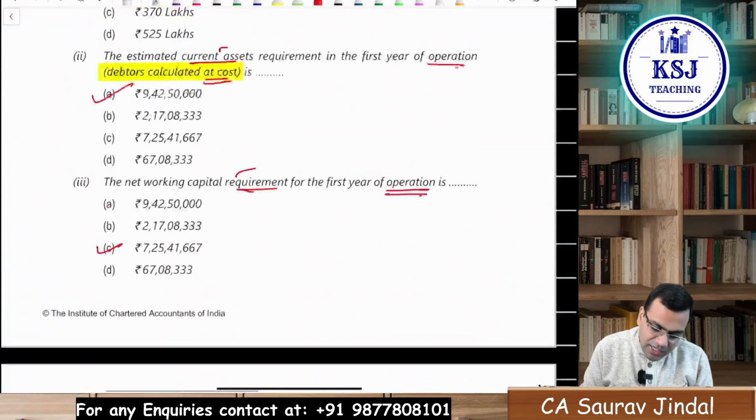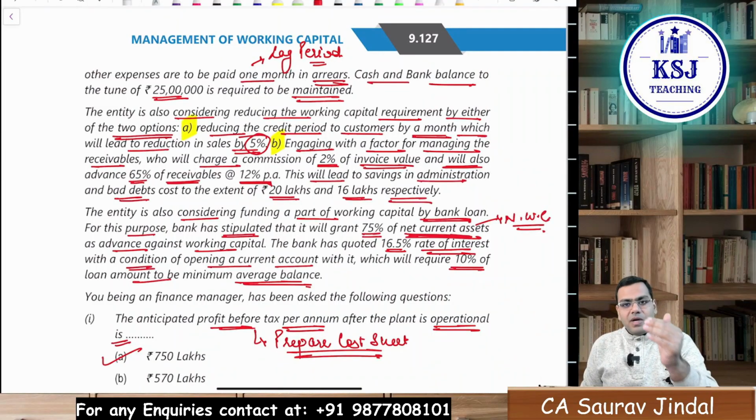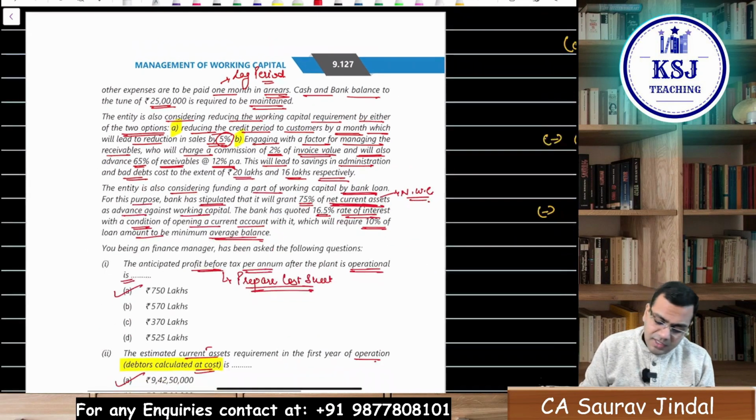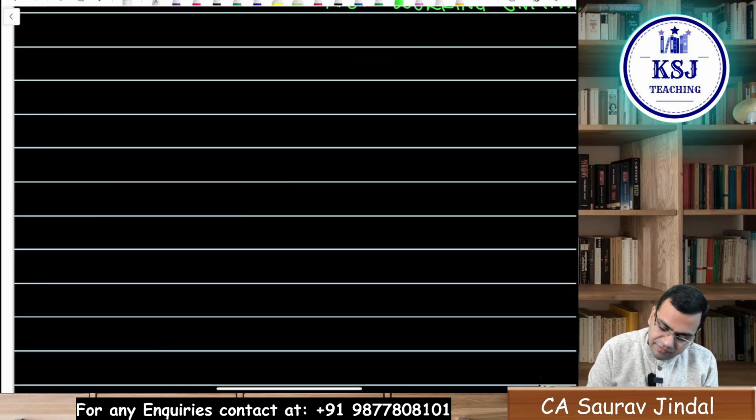Let's try to decode the debtors option now. The debtors option has two things. One, the credit period will be reduced to 2 months, right? Second, there will be a loss of 5% of the sales. Let's try to decode this debtors option first, right? First, we'll talk about the debtors option.